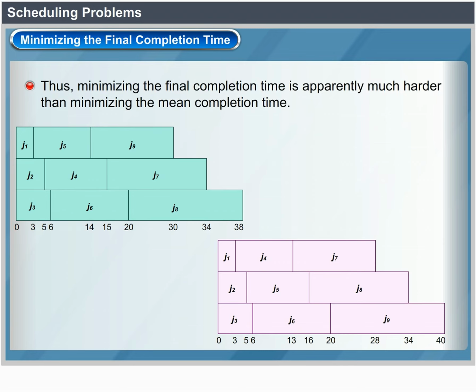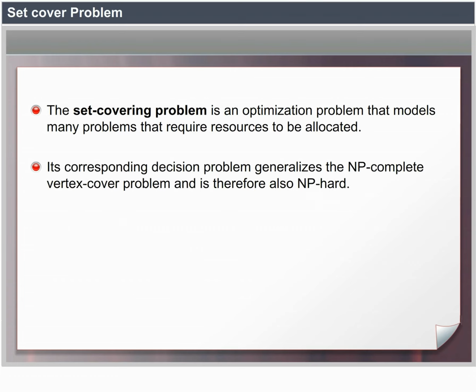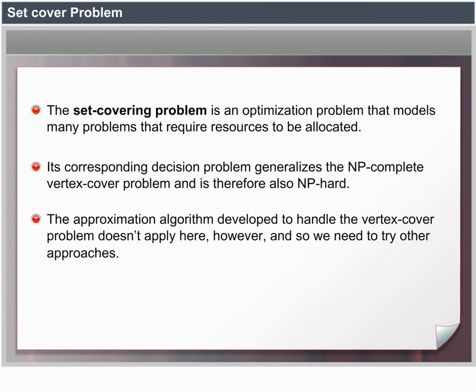Set cover problem. The set covering problem is an optimization problem that models many problems that require resources to be allocated. Its corresponding decision problem generalizes the NP-complete vertex cover problem and is therefore also NP-hard. The approximation algorithm developed to handle the vertex cover problem doesn't apply here, and so we need to try other approaches.